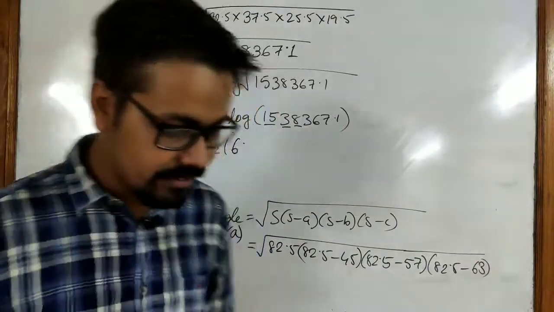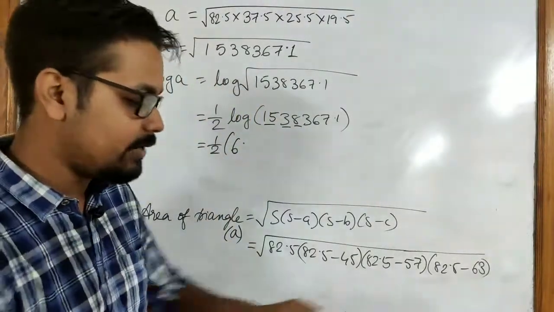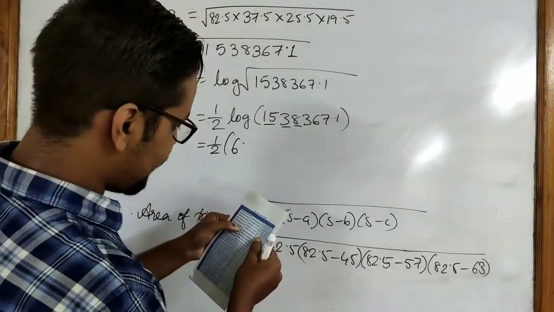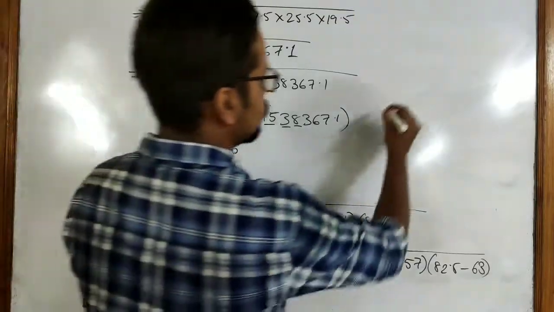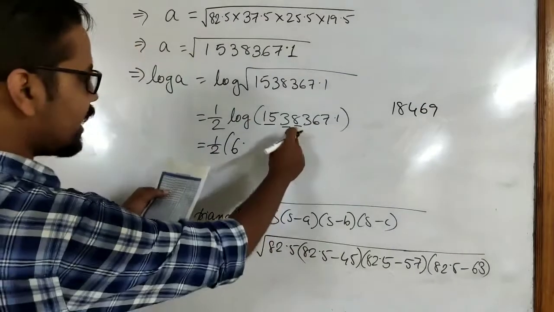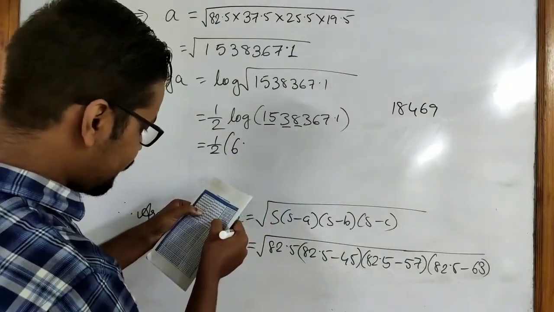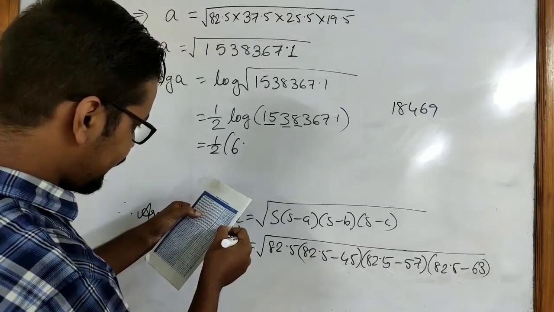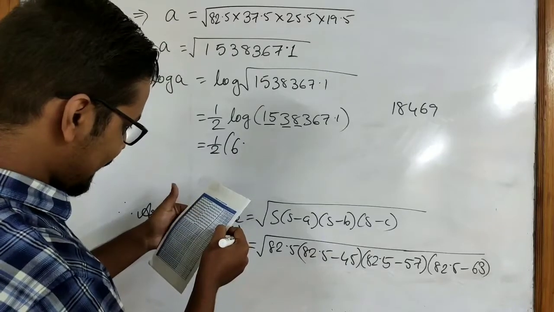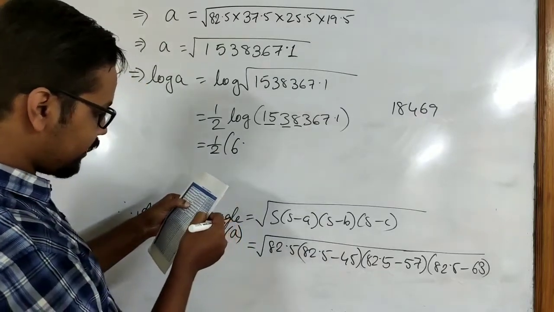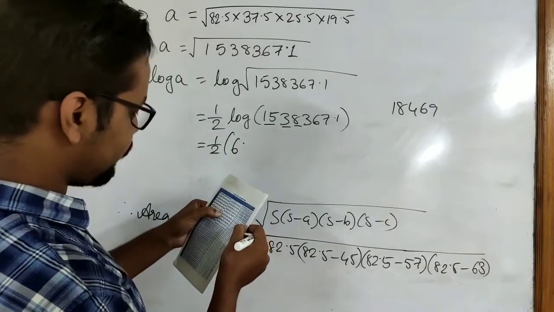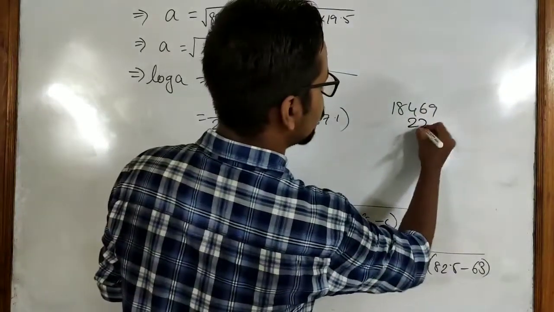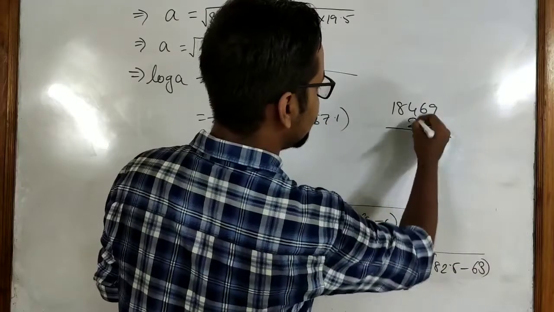So search for 15 in the first column in the log table. Take out a log table everyone again. So 15, yeah, I got my 15. I need to go for 3. So in the third column I have 18469. So it is 18469, and you need to go for 8 in the mean difference. It is 228. It is 18469, and it is 228 for number 8. So 17, 189, we have 681.